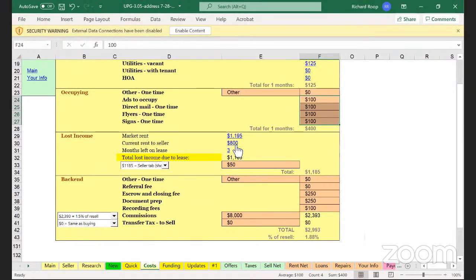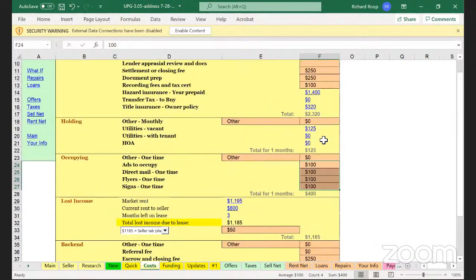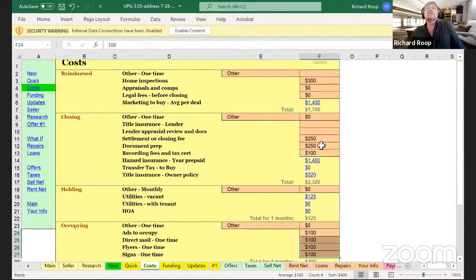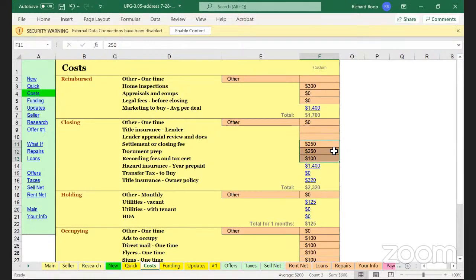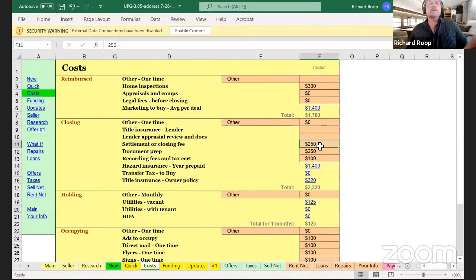Do you have the attorney fees in there too, for the closing? You said you had attorney's fees. I have 250 for settlement and closing, and document prep 250, and recordings. So about $600. Would that do it? Yeah, it's probably a little less than that. How much? Actually, probably about $500. Okay, so let's make that 200.